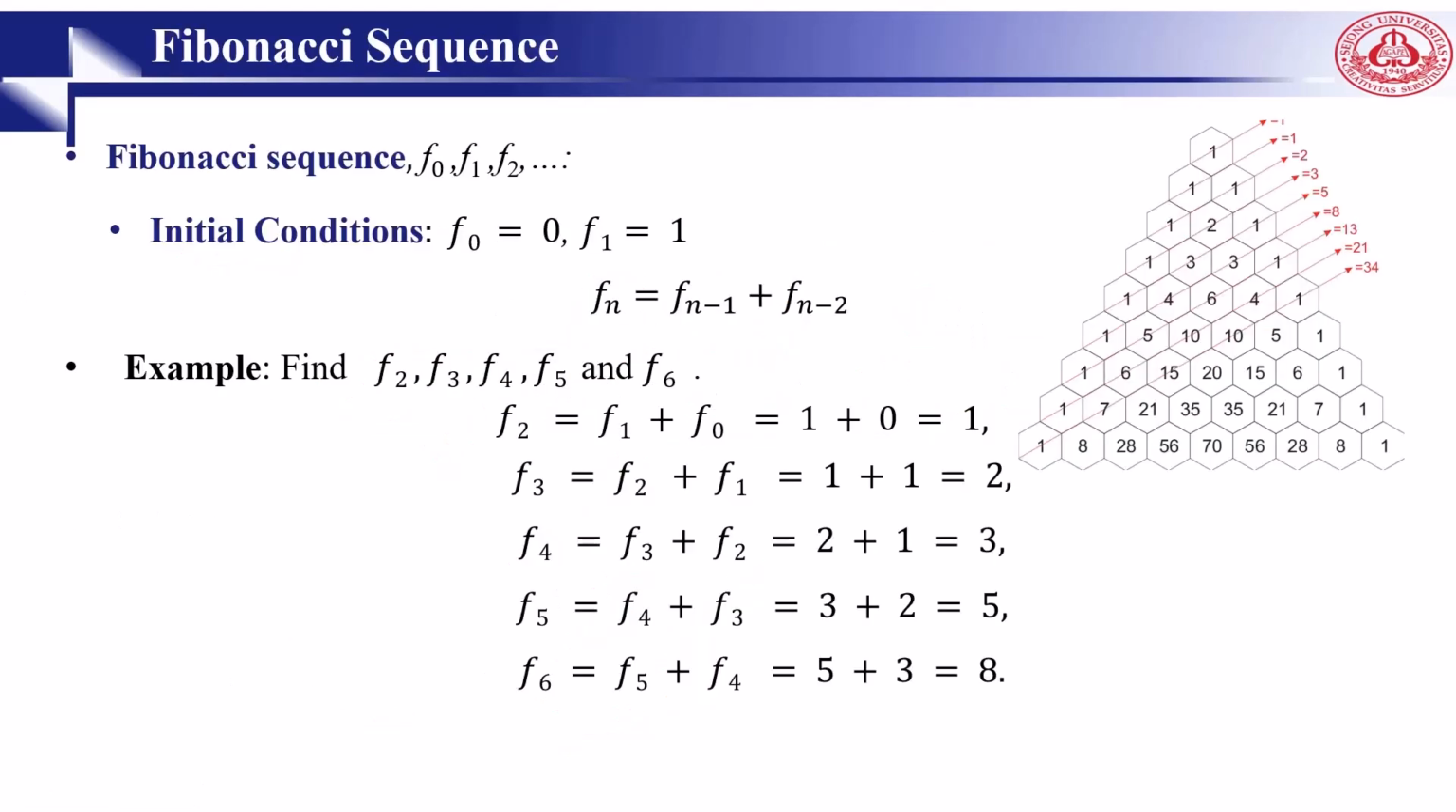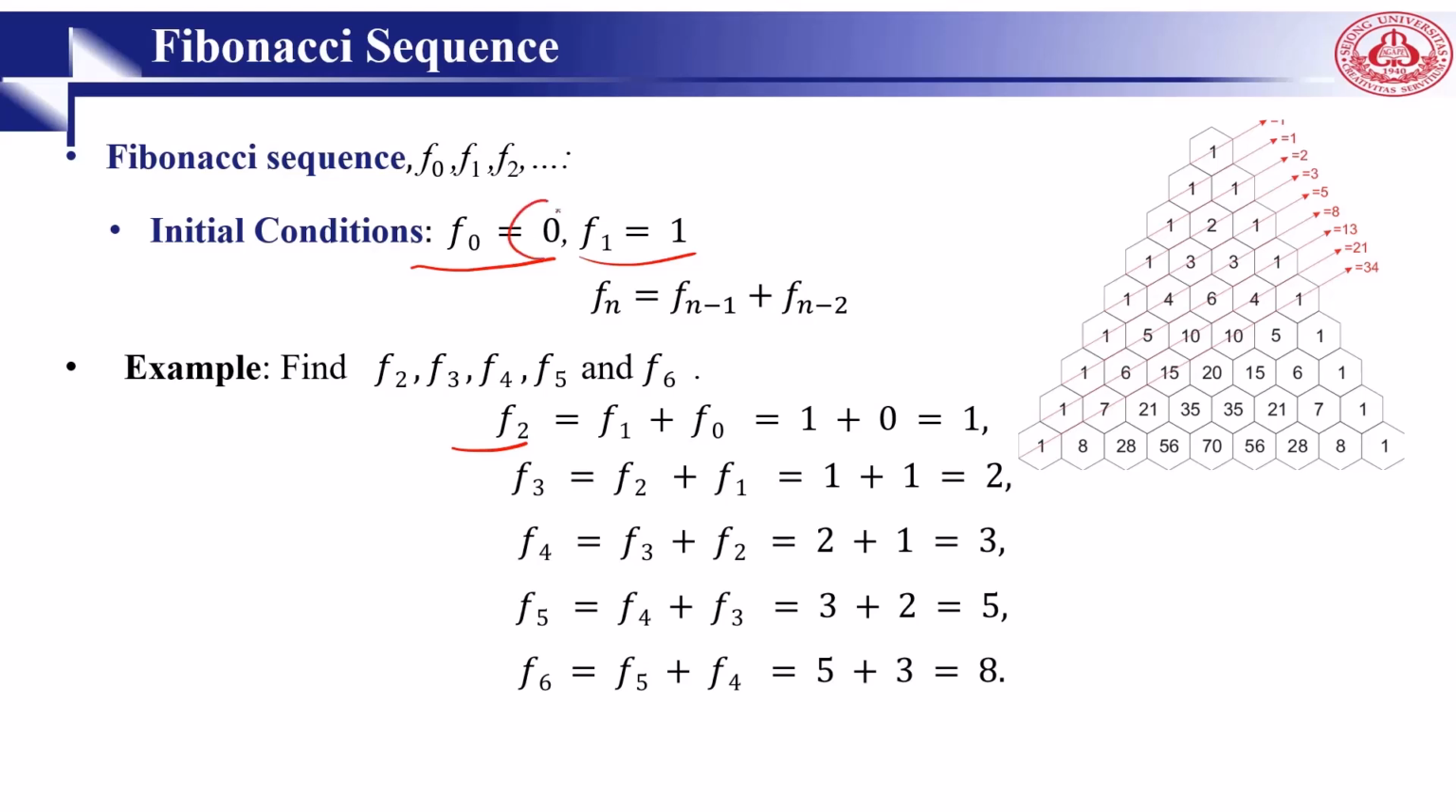The Fibonacci sequence is a famous sequence in mathematics. In here, we have two initial conditions. f0 is 0 and f1 is 1. Then f_n is the sum of the two previous terms. Very simple. f2 is simply the sum of the two previous ones. The two previous ones for f2 are 0 and 1.